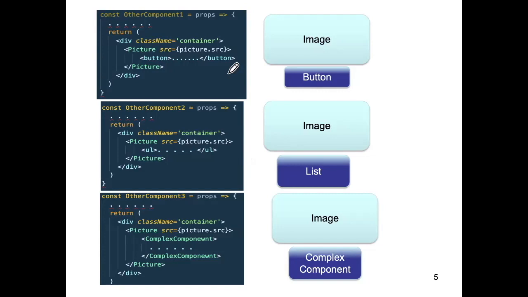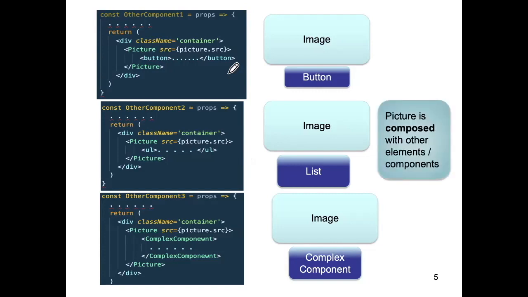Another way I could describe what's going on here is to say that my picture component is being composed with other elements or components. So that's the classic example of composition going on.